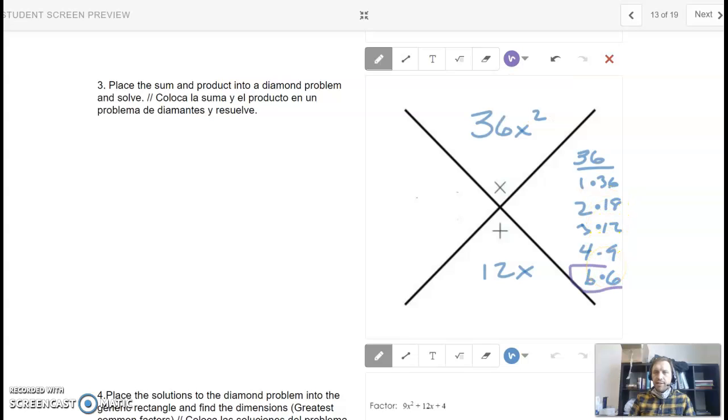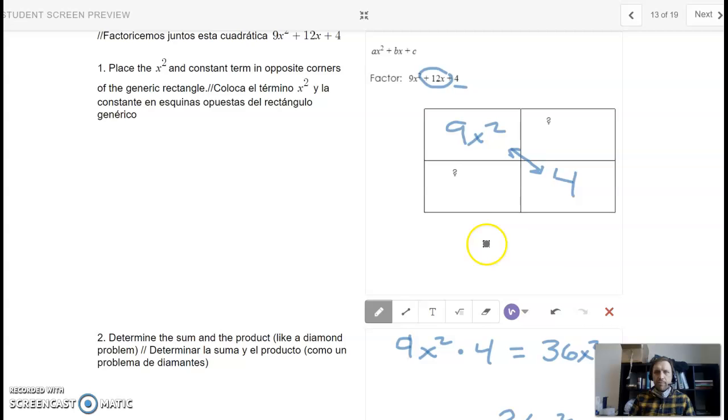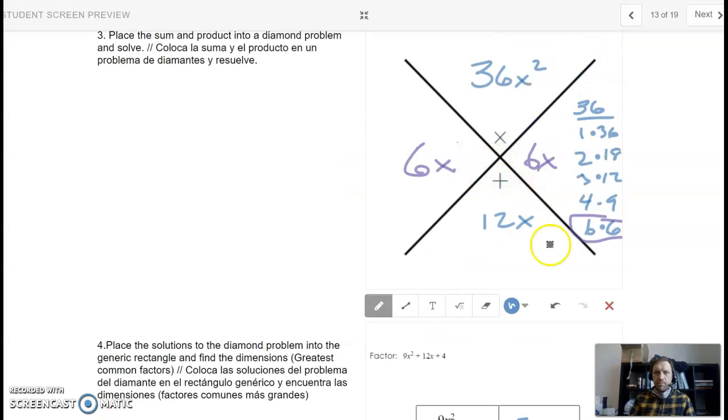Yeah, hopefully you can see it's 6 and 6. So 6x times 6x multiply to 36x squared and add to 12x squared. So then I go up here to my diagram. Well, we can redo it down here. And I have 6x, 6x. Those came from the two numbers.